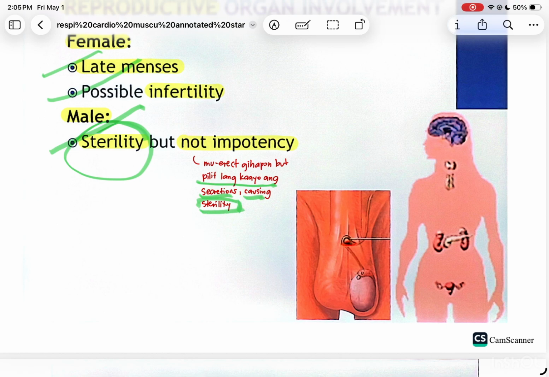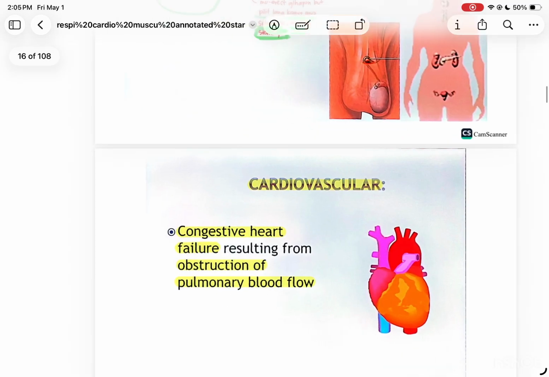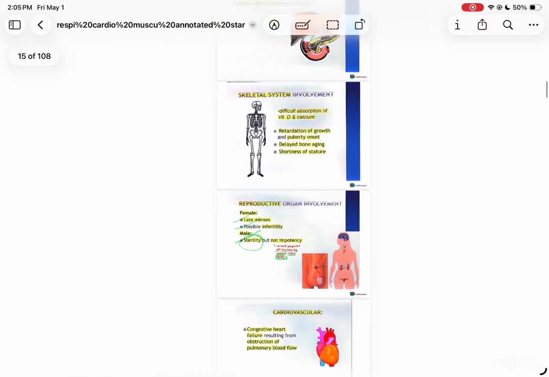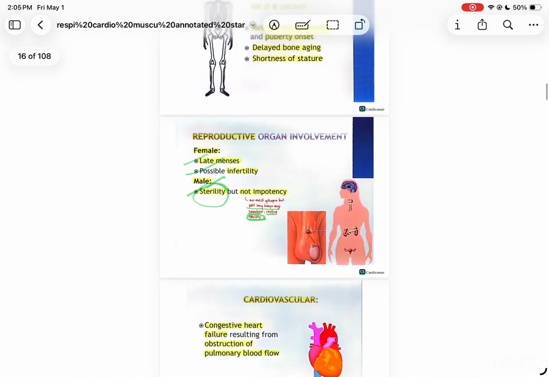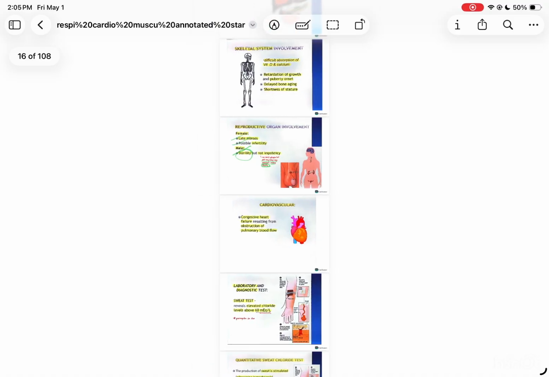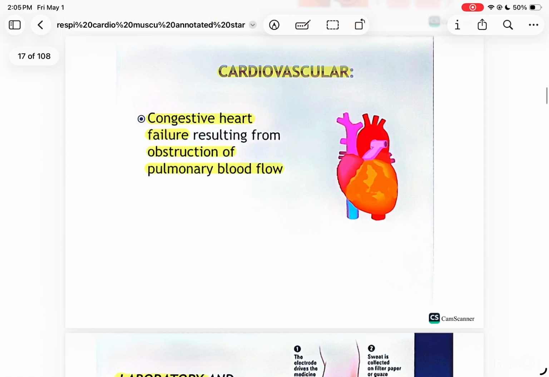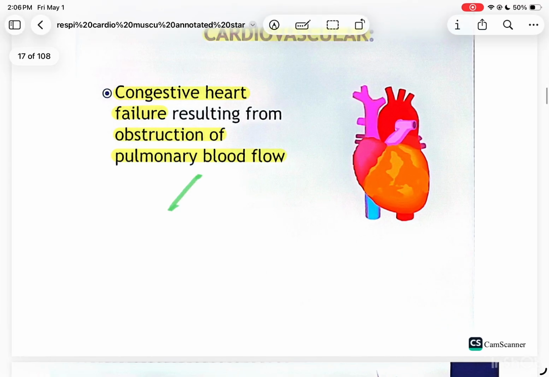Okay. Late menses, possible infertility, sterility but not impotency. What does sterility mean? Mo erect jahapon, but pilit lang kaayo ang secretions causing sterility. What does sterility mean? Pilit kaayo, like pain ba na?